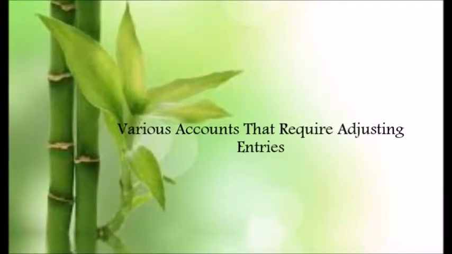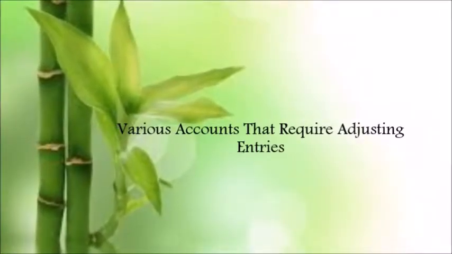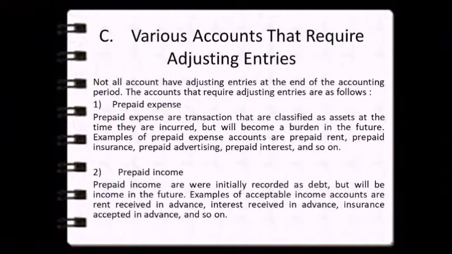Third point, various accounts that require adjusting entries. Not all accounts have adjusting entries at the end of the accounting period. The accounts that require adjusting entries are as follows. Number 1, prepaid expense. Prepaid expenses are transactions that are classified as assets at the time they are incurred, but will become a burden in the future. Examples of prepaid expense accounts are prepaid rent, prepaid insurance, prepaid advertising, prepaid interest, and so on.